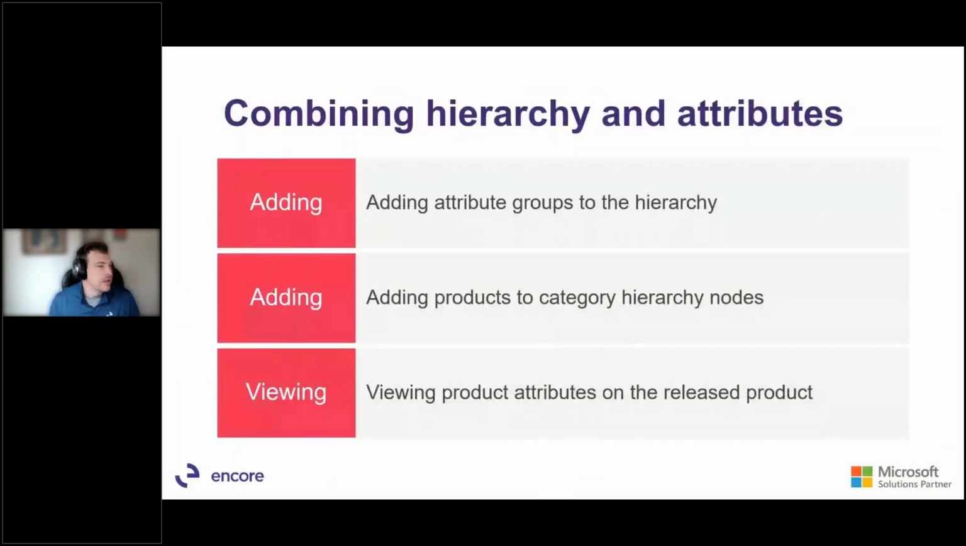Okay. So let's go back to our presentation real quick. So we've added attribute groups into the hierarchy. We did that in the retail and commerce module on the commerce product hierarchy. We added products to the category hierarchy nodes in the same way. That is on the same screen. In our demo, we had some products associated with it already, but you can always add additional products to that category hierarchy node from that same screen. And then we went to the product and we viewed the product attribute on the released product and on the unreleased product as well, since product attributes work on both screens.